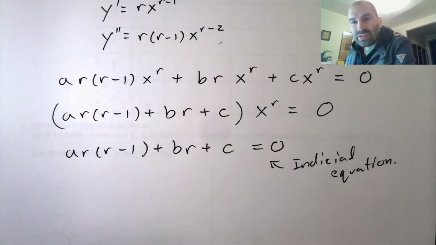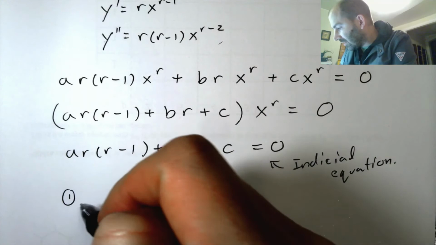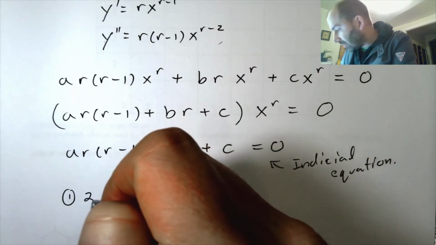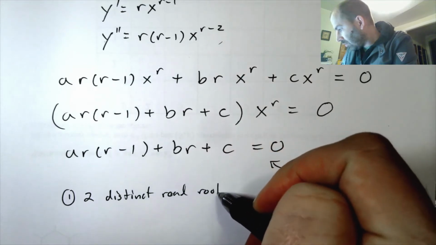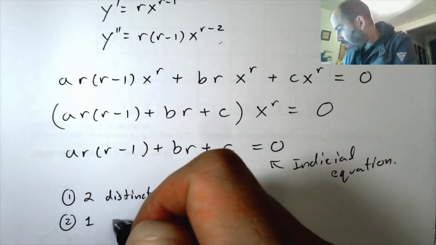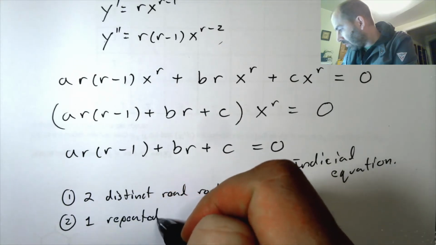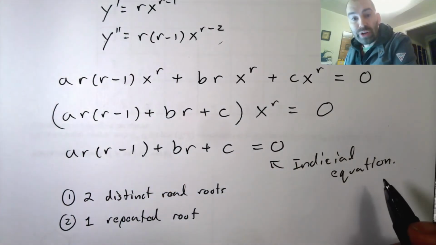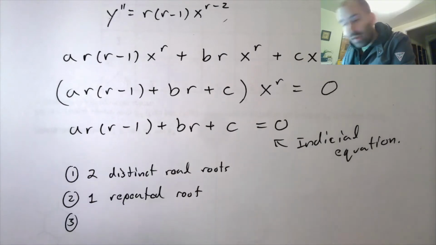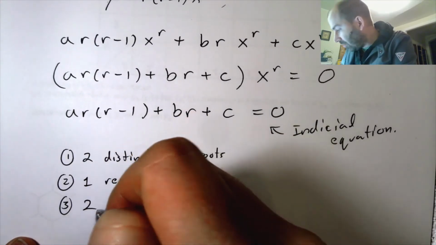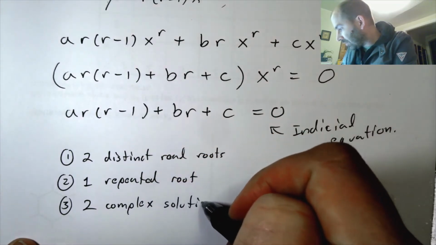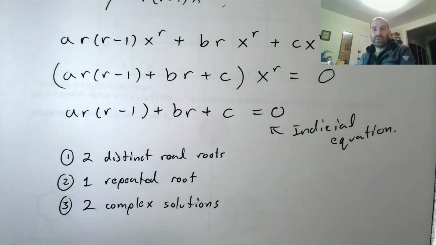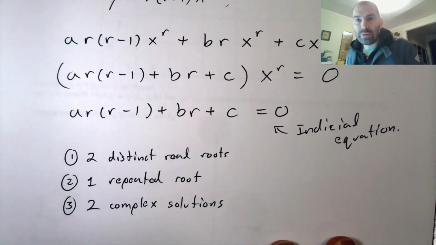Now it might be a single solution that's repeated, right? But we know that there's 3 cases, right? You could have 2 distinct real roots. You could have 1 repeated root, 1 real repeated root. Or the third possibility is you could have 2 complex solutions. These are the 3 possibilities for a second degree polynomial.